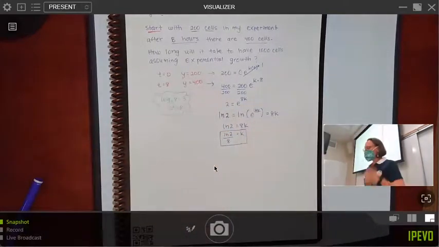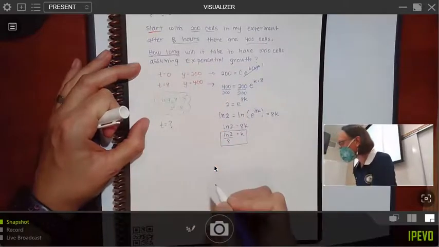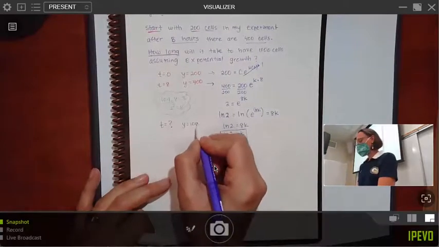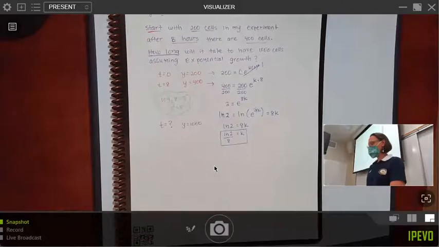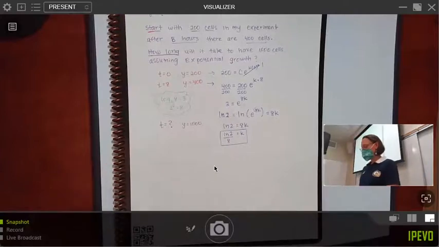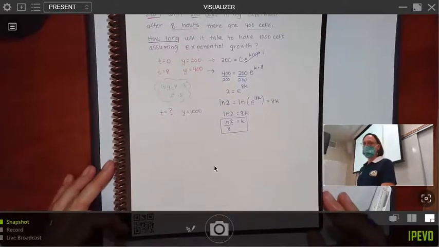Okay, we got our constants, but we didn't actually answer the dang question. The question is, how long will it take to have 1,000 cells? Well, how long is secretly asking me for a time. So we're looking for what's the time when y is 1,000. Now I made the numbers nice, which is why you can do it in your head, but let's work through the mathy version of solving for that. Because if the problems don't have nice numbers, we're going to have to use math.